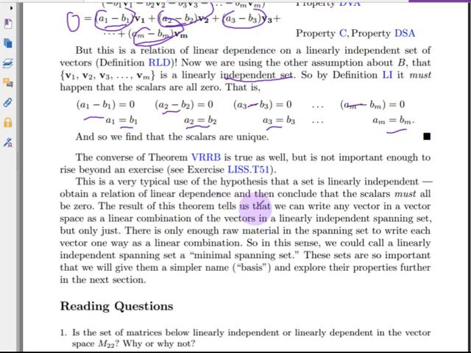Okay, so this is a very nice result. This is so nice that when we have a spanning set that's linearly independent, we give it a special name. It's called a basis. And it's a basis because it's a basis for expressing all the vectors in the vector space. So we'll talk a lot about bases in subsequent sections.